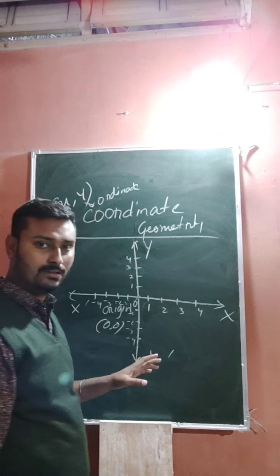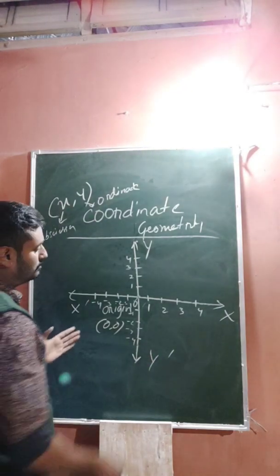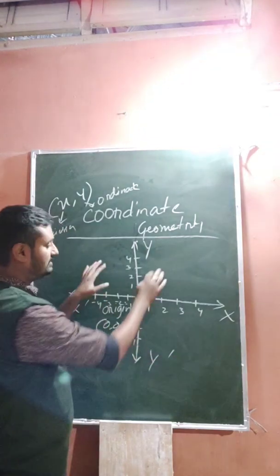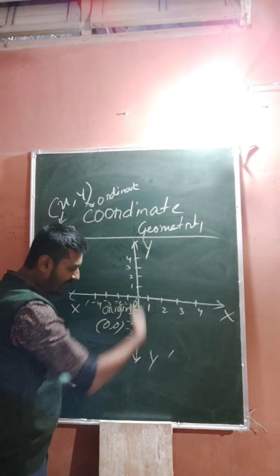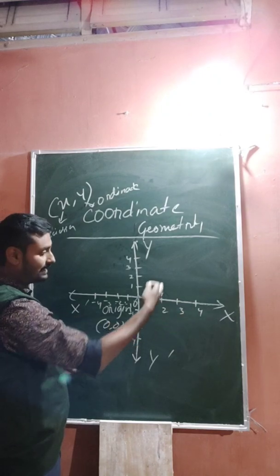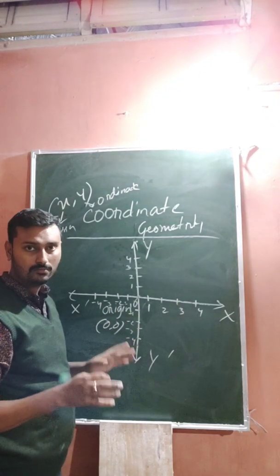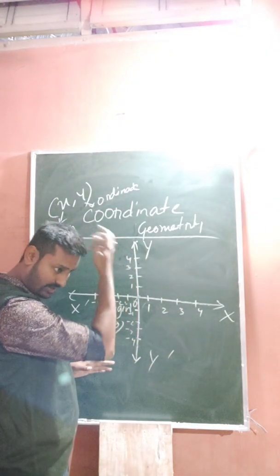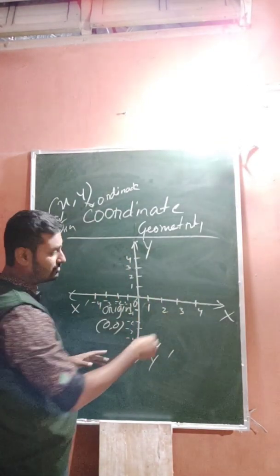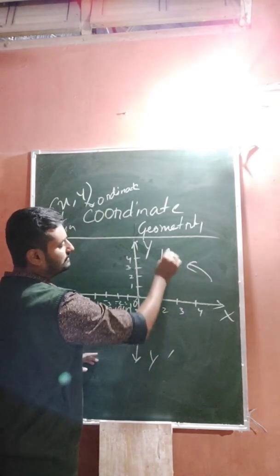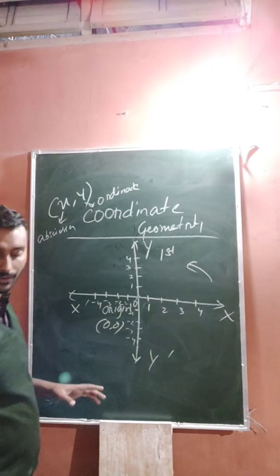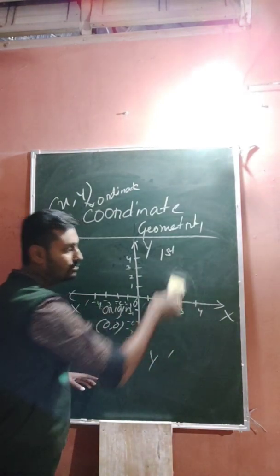Again, another topic. Suppose you consider the board as a plane. Suppose the y axis and x axis cut that plane into 4 parts. Those parts you have to number in the anti-clockwise direction, that means in this direction. Suppose this one is first, then this will be second, this will be third, and this will be fourth. Those parts are known as quadrants.